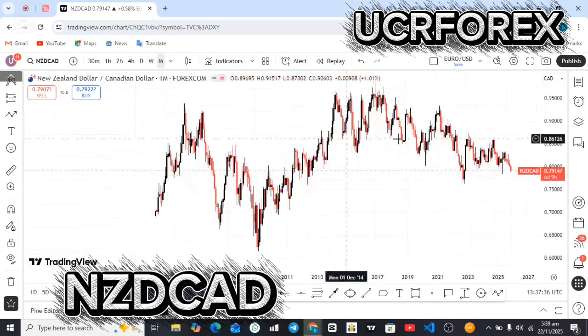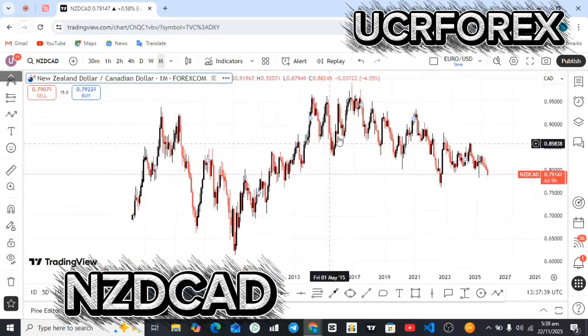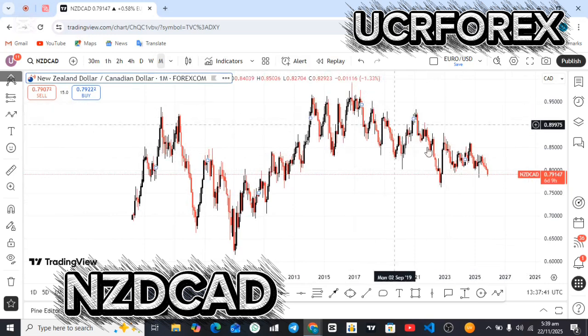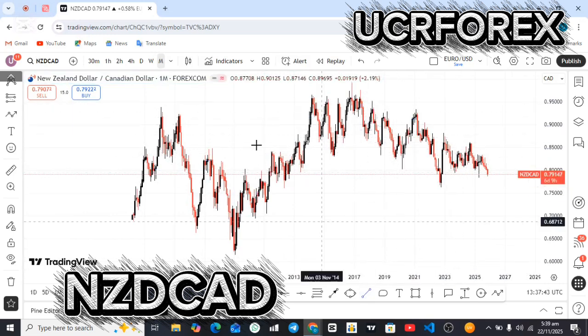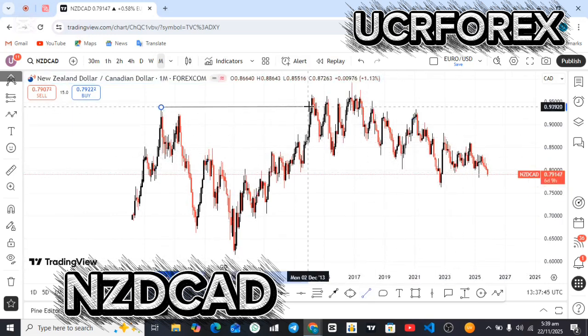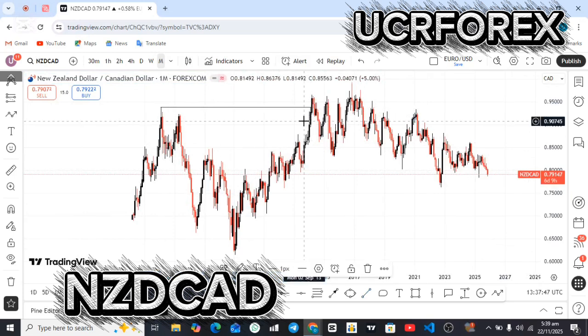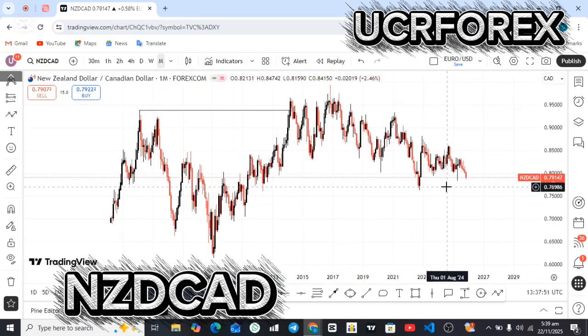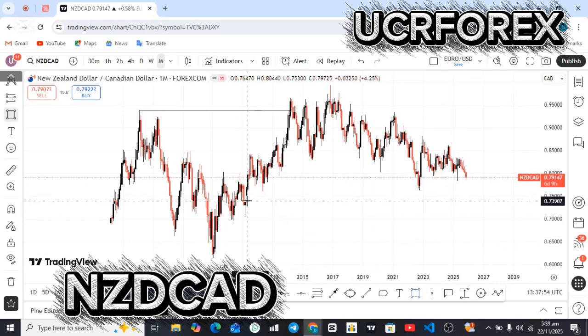So this is NZDCAD on a monthly time frame. As you can see, price has been bearish. Price has been selling. It just looks like we had a BOS around this level, a break of structure. And all this looks like a correction down to a particular POI around this level.